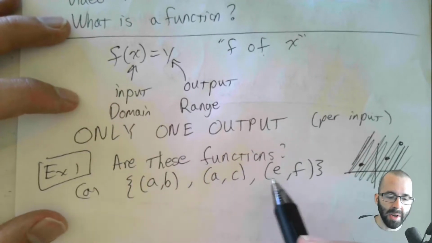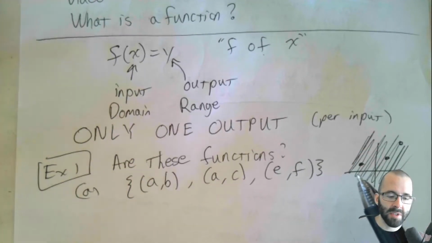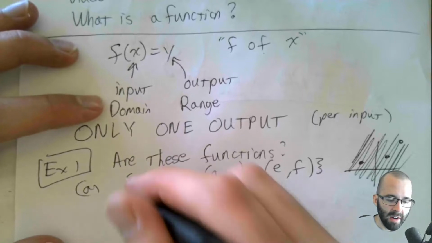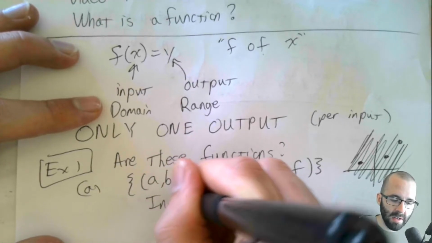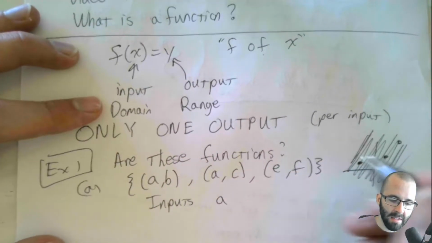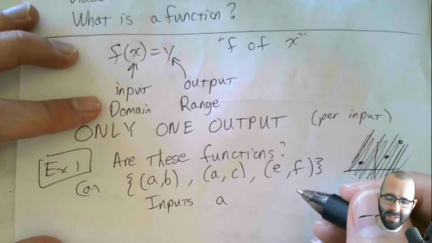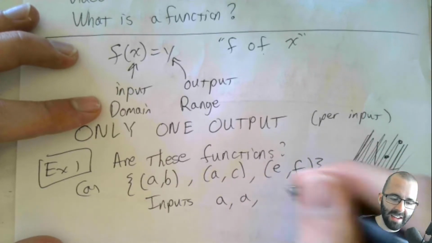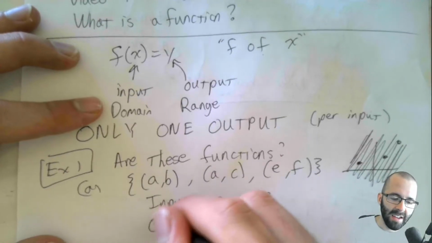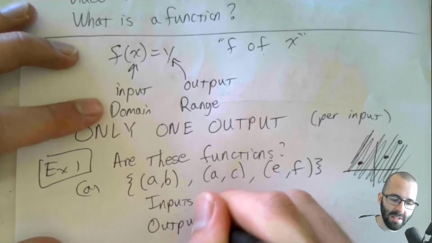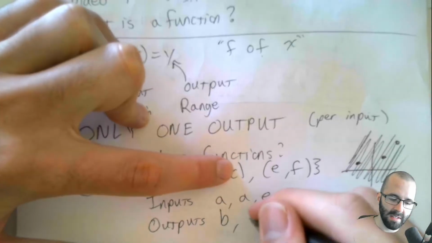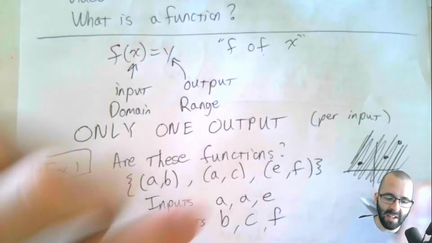So each input should only have one output. So let's look at the inputs. What are our inputs? Our inputs are A, again, that makes me nervous already, and E. Our outputs are B, C, remember the outputs are those y values, and F.